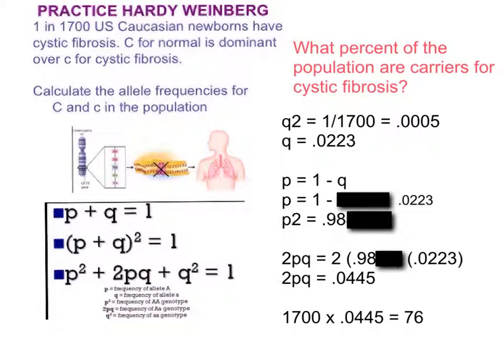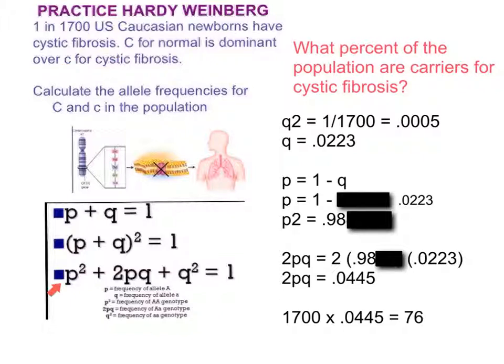Here we have a practice Hardy-Weinberg problem where 1 in 1,700 U.S. Caucasian newborns have cystic fibrosis. Now, normal is dominant to cystic fibrosis, which is recessive, so big C will be normal, little c will be cystic fibrosis.